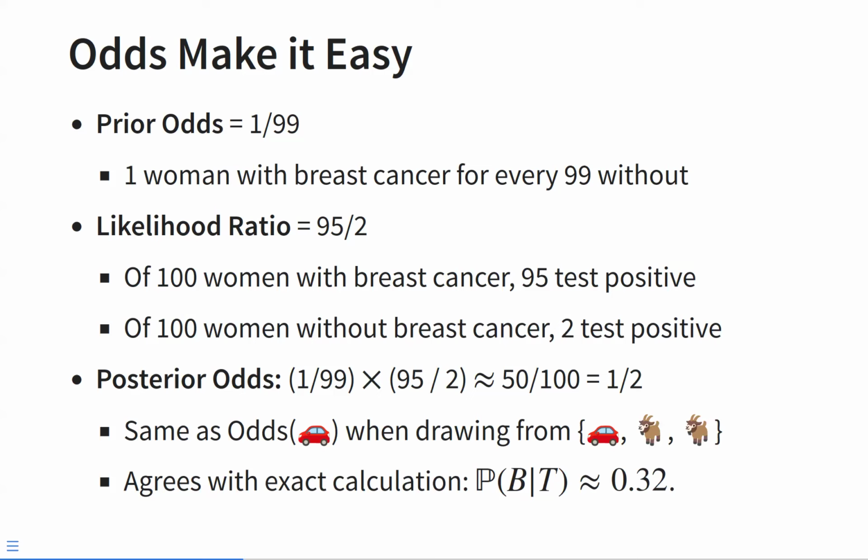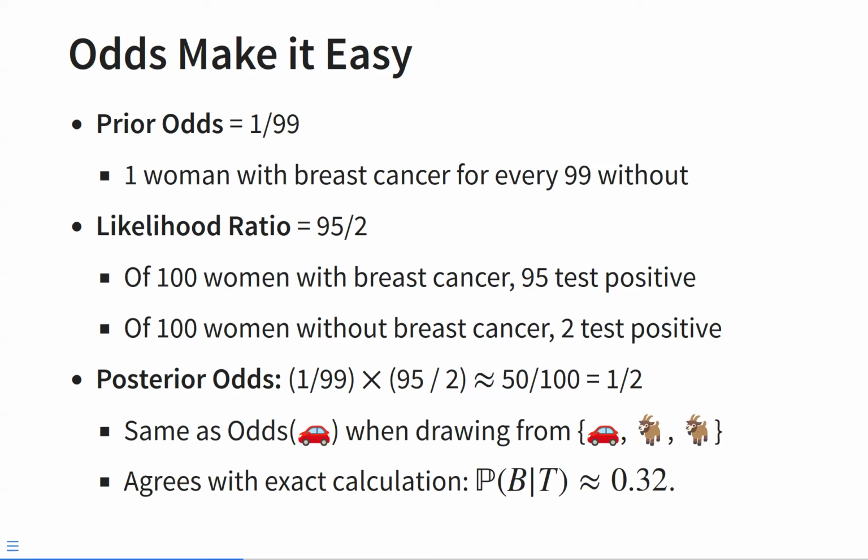Okay, let's make it easy. Prior odds of 1 over 99. So what would that mean? That would mean that there is one woman with breast cancer for every 99 without. Okay, so that would be the prior odds in this example. What is the likelihood ratio? Well, the likelihood ratio is 95 divided by 2.